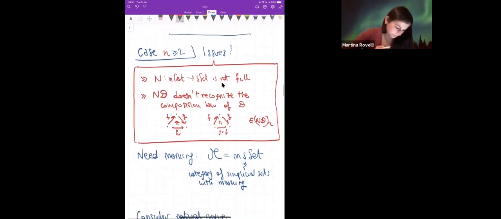And the modification that I would like to make is to now consider, rather than just simplicial sets, simplicial sets with marking. I'm denoting the category of such as MS set. And what type of marking am I using? There are a lot of different markings on a simplicial set that you can find in the literature. And this is one of the most general ones, because you have marking in every positive dimension.